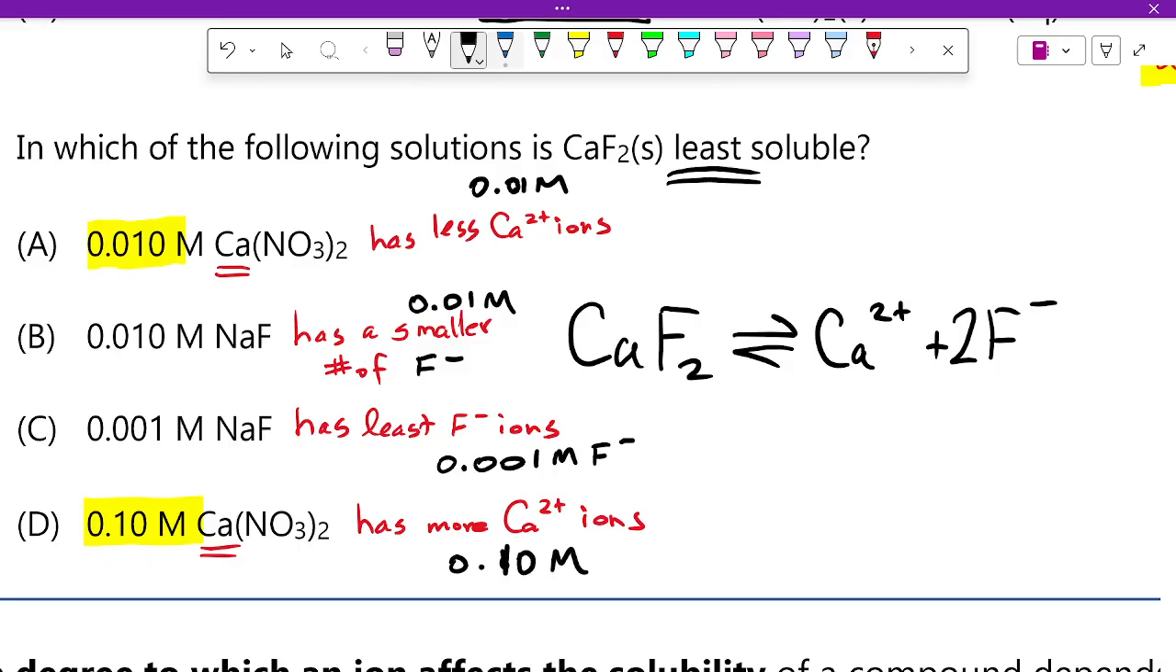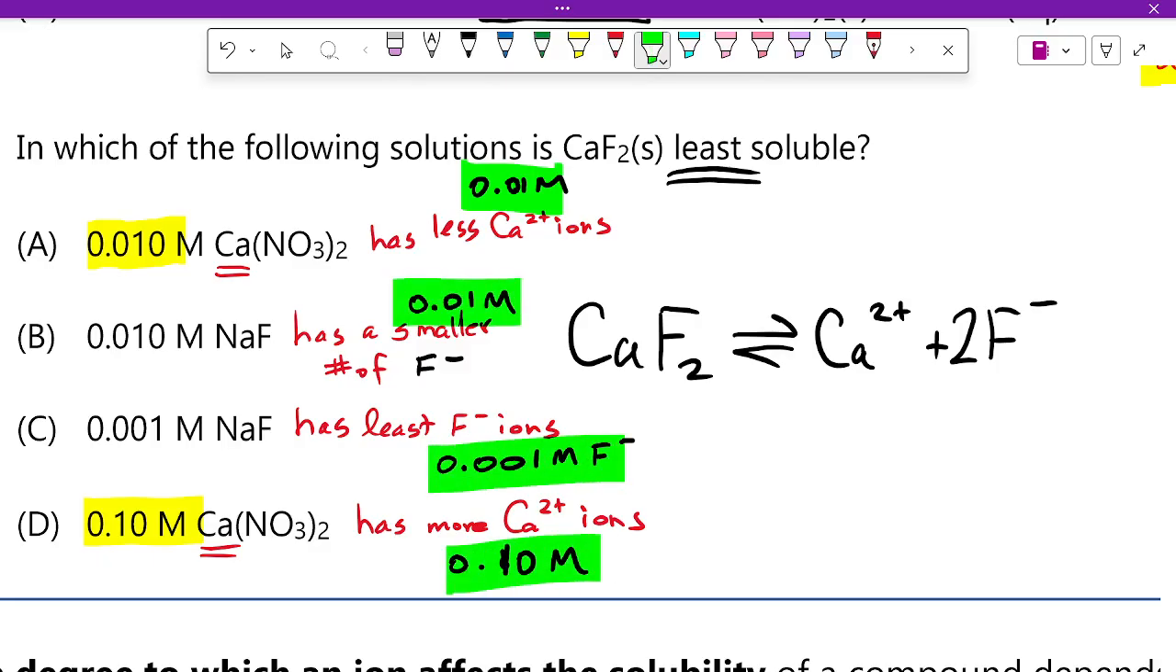So which of these would make it the least soluble? 0.01, 0.01, 0.001, or 0.1 molar? Probably one of the calciums. One of the calciums, why? Because Na is soluble with everything. Oh, we're not looking at Na, we're looking at fluoride. So we've got the fluoride ion here, we got the calcium ion here.